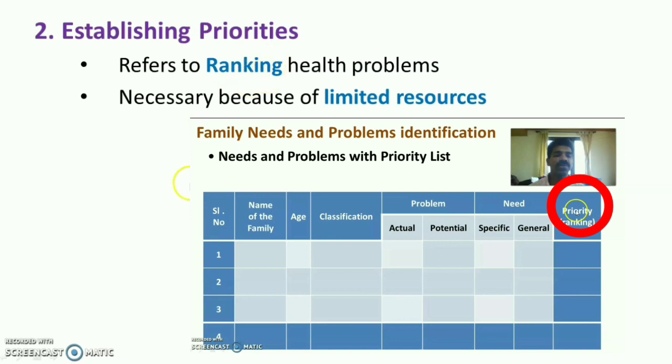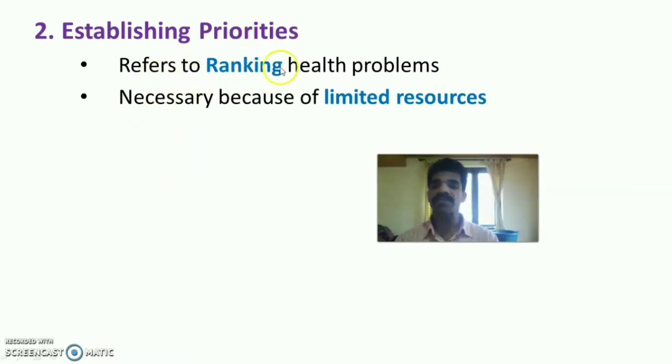So list of priorities. Establishing priorities refers to the ranking of all the health problems, which has to be treated first and which has to be treated later. It is necessary because of the limited resources of man, money, material available in the family nursing services. So establishing priorities among the family nursing diagnosis is necessary because of the limited resources available to render the health services to the particular family.